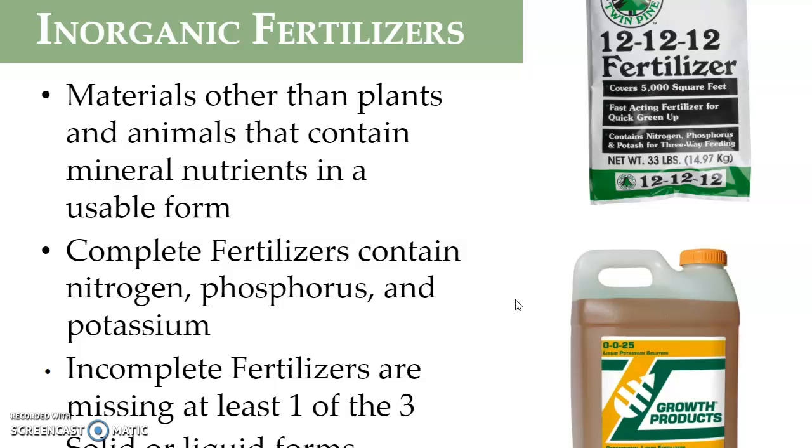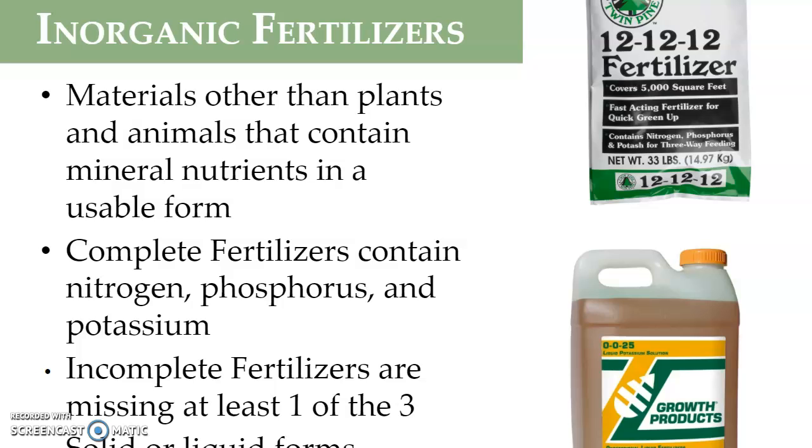A complete fertilizer is called complete fertilizer because it contains nitrogen, phosphorus, and potassium. Remember, those are the three macronutrients the plant needs the most of. An incomplete fertilizer is missing at least one of the three. It might be missing two of the three, but it's missing at least one of the three. And inorganic fertilizers can come in solid forms. They can come in liquid forms.